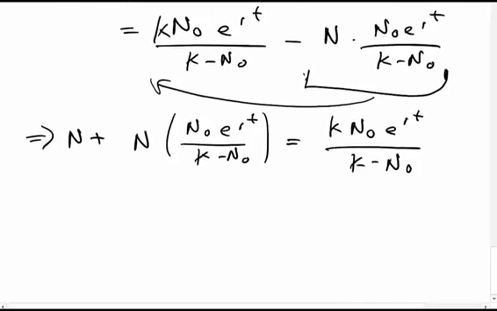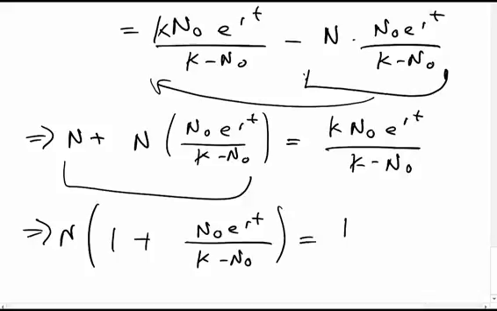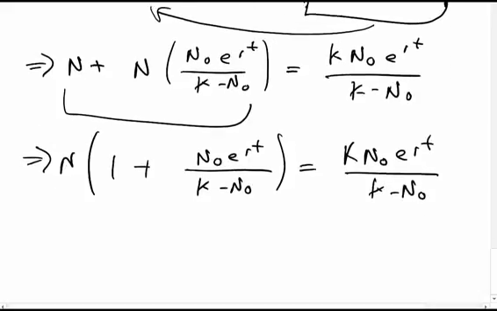I can now factor out an n on this left-hand side, so I end up with n times 1 plus n naught e to the rt over k minus n naught, and that's all equal to k n naught e to the rt over k minus n naught. And then if I just divide through by this thing here, I'll just get n on its own.